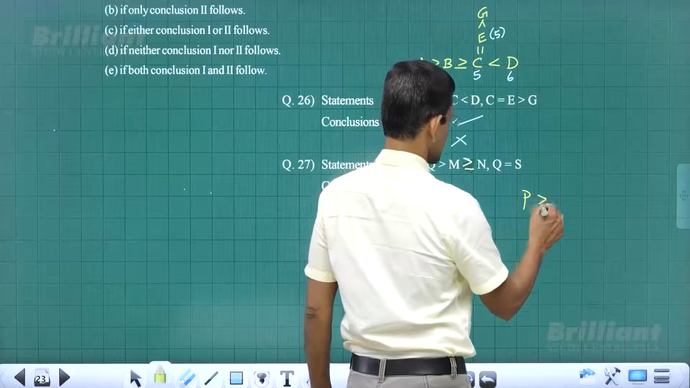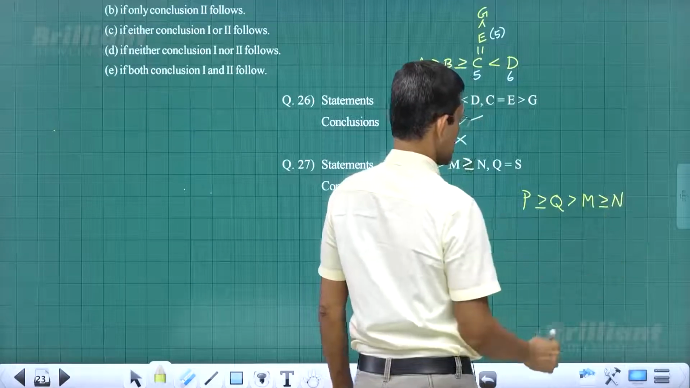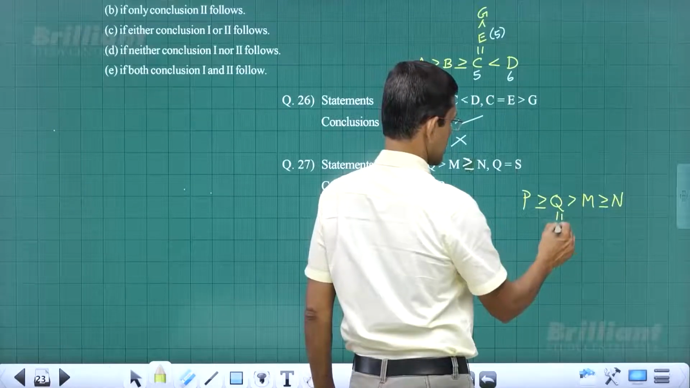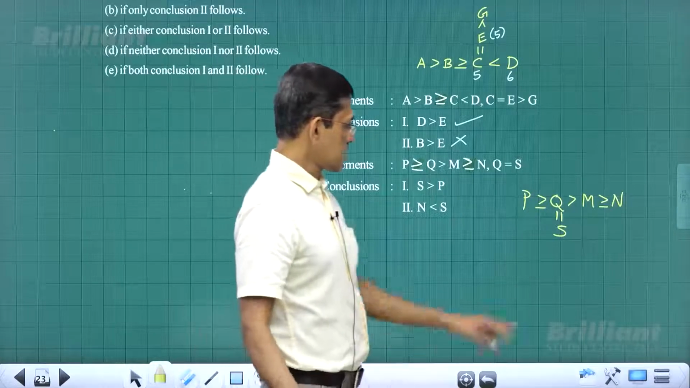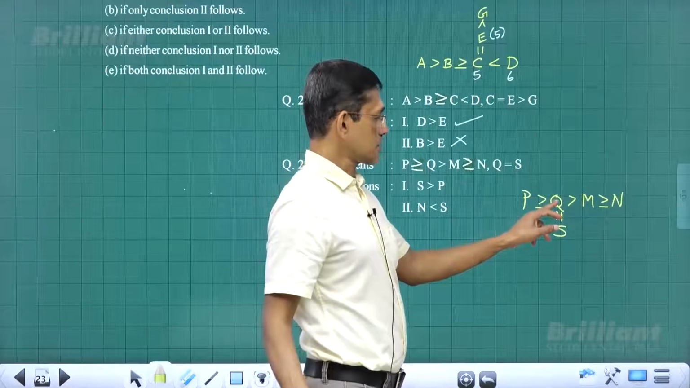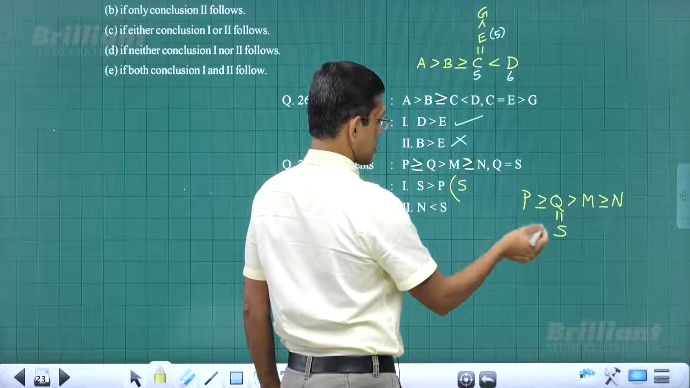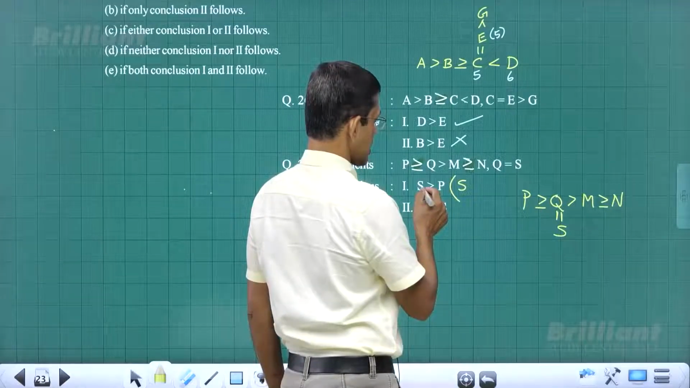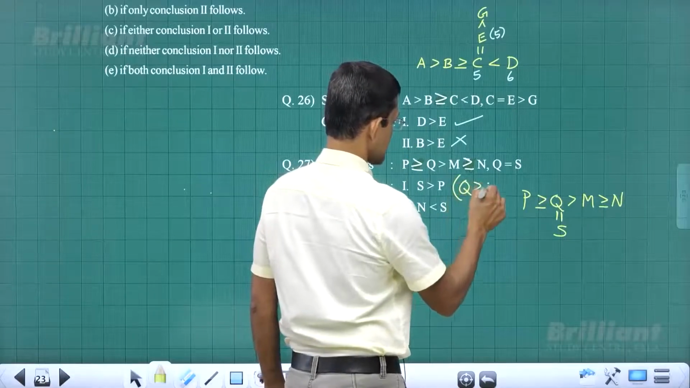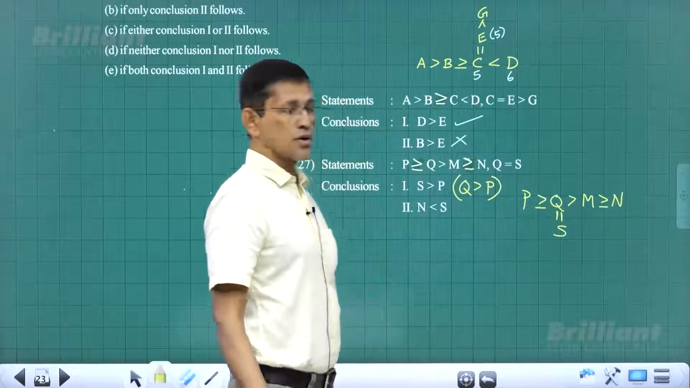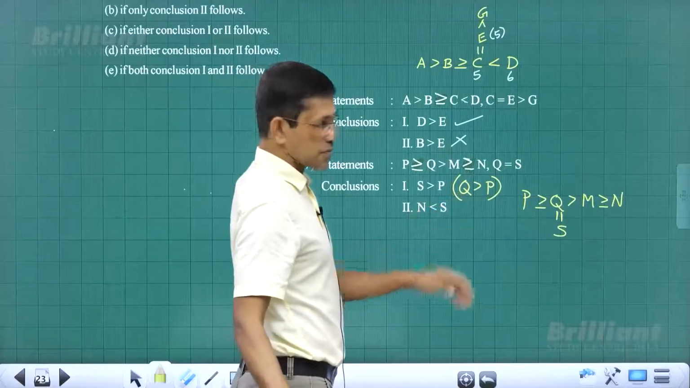P greater than or equal to Q. Q is greater than M. M is greater than or equal to N. Then what? Q is equal to S. So we'll take it as Q is equal to S. Now S is greater than P. Look at this is S. And S is equal to Q. So instead of S, you can write Q as well. So Q greater than P. The conclusion is what? Q is greater than P. Can we say that Q is always greater than P? No way. Q is either less than or Q is equal to P. Can we say that Q is greater than P? No. So that doesn't follow.